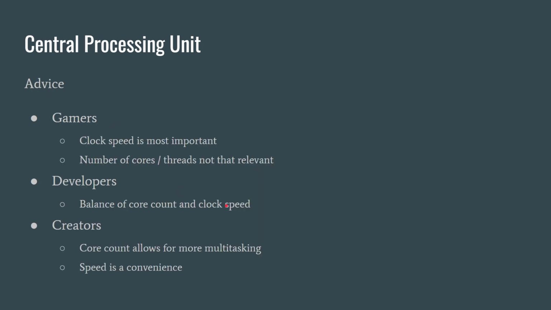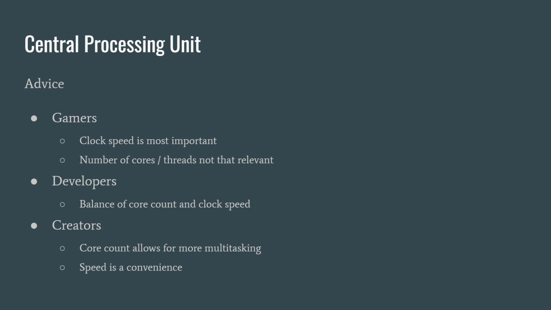So lastly, just the advice I have for people looking for a CPU for the different categories. For gamers, clock speed is most important because a game typically won't run on more than 2 or 3 threads max, maybe only 1. So to get the highest FPS, the best resolution, the lowest latency, the fastest input and all that, clock speed is your main factor. Number of cores and threads is not super relevant. I mean, if you're streaming or doing other multitasking, maybe you do want to increase that a little bit and have a better balance, but typically clock speed is where you want to put your money.